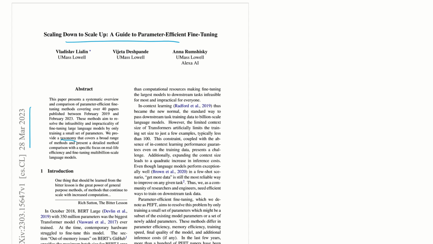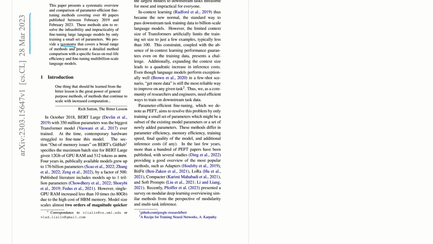So let's jump right in. Basically, what is parameter efficient fine tuning? So they start by noticing that the model sizes have grown significantly faster than GPU memory has grown. For instance, the original BERT paper said 12 GB of GPU memory at context length of 512 tokens was not sufficient to fine tune BERT. And of course, it has only gotten worse since then.